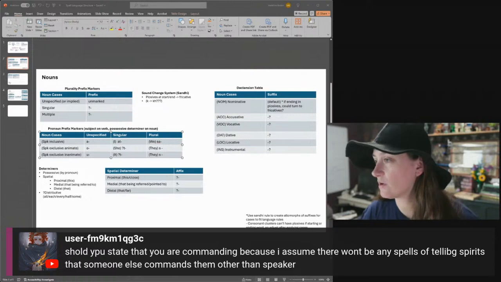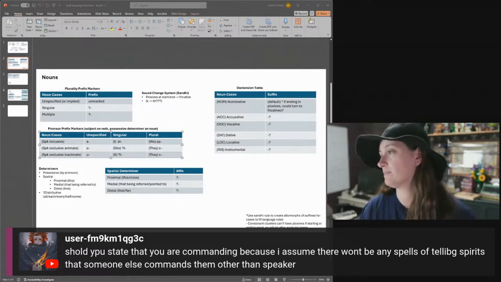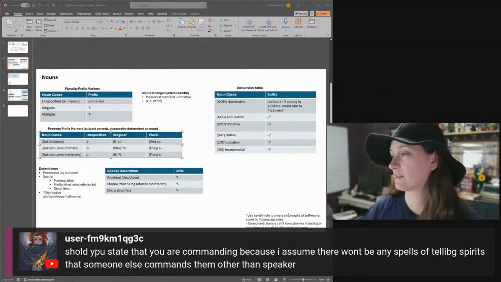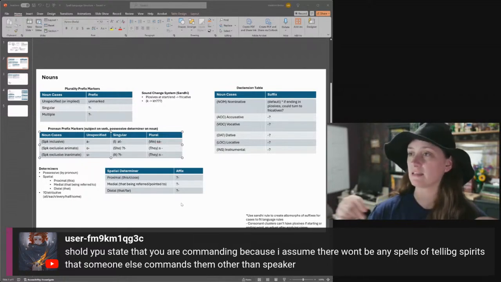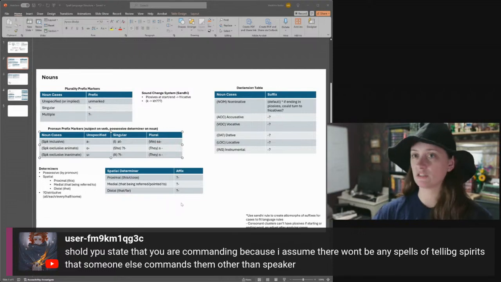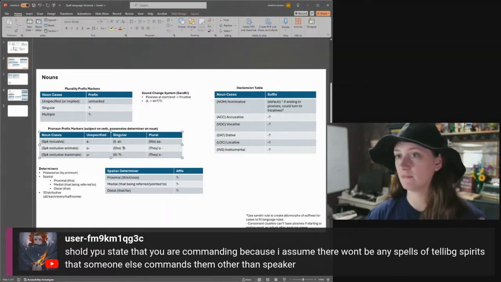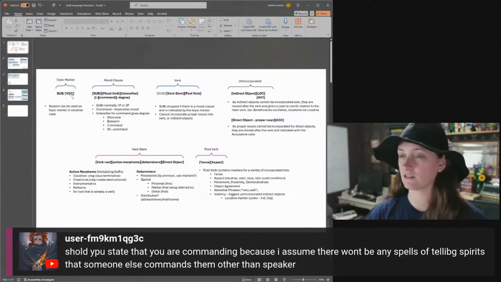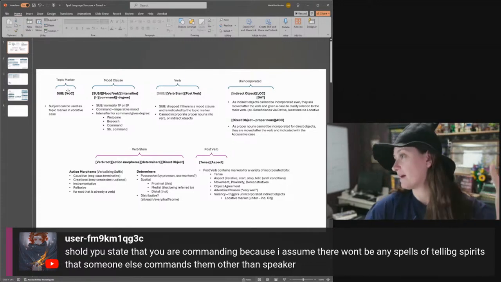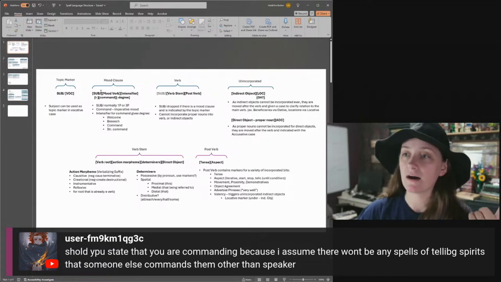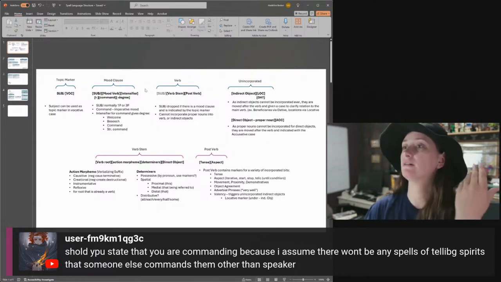Should you state that you are commanding? Because I assume there won't be any spells of telling spirits that someone else commands them other than the speaker. Right. So basically the function of the spell is like you use the spirit's name in the vocative sense, as it goes over here as the topic marker. So it's like, whatever their name, Bob, I guess. Bob, I command you, and then do this, right?